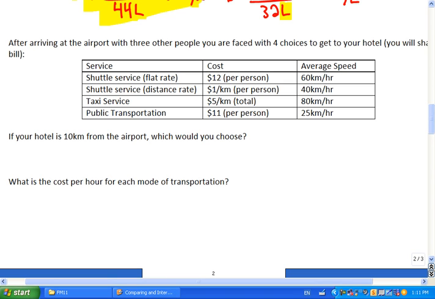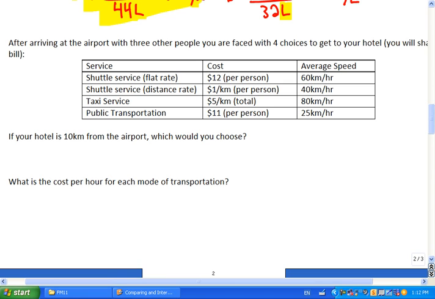Public transport's not always the cheapest though, right? Anybody been to, say, North Surrey on a tournament with a sports team? Or Guildford Park or something close by? Well, the PE department pays for taxis to take the students to the schools near us because that's cheaper than taking transit or booking a school bus, right? So that's what I want you to work out here: if you're 10 kilometers from the airport, which one would you choose with your group of 4?